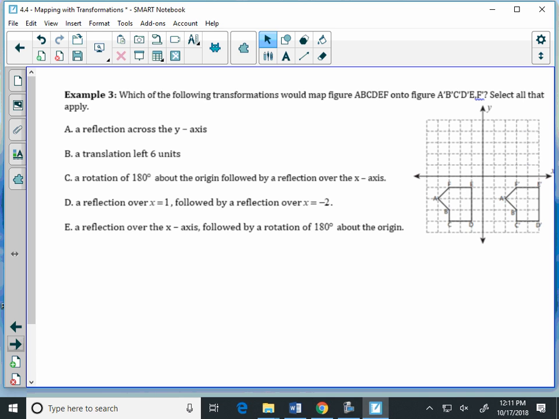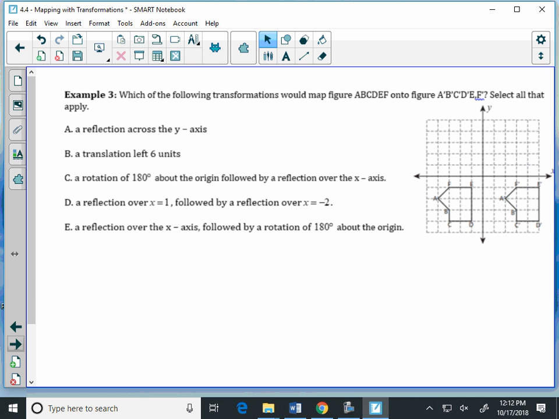So sometimes we can do more than one type of transformation to a figure. We saw that yesterday. So we can map a figure onto another figure using more than one type of transformation. A lot of the times, the questions are going to be either select all that apply, multiple choice, or fill in the blank, what we're seeing on the back. So take a look at example 3.